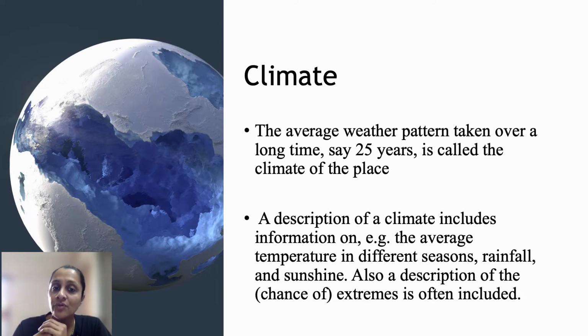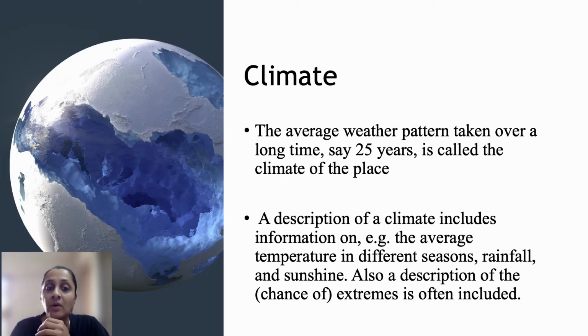The description of a climate includes information. So in weather, what were the information, and in climate, what are the information? In climate, information will be the average temperature in different seasons. So it is not going to be daily temperature. It's going to be the average temperature. So they will be taking, for this year, what was the temperature on a particular day, and then you add and you divide by the number of days. It was summer, and you get the average temperature of summer, then average temperature of monsoon, average temperature of winter. So that is how you decide the climate.